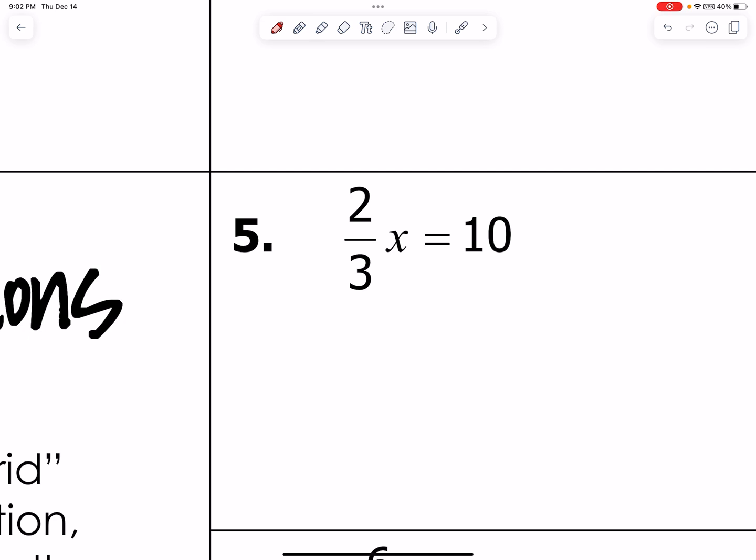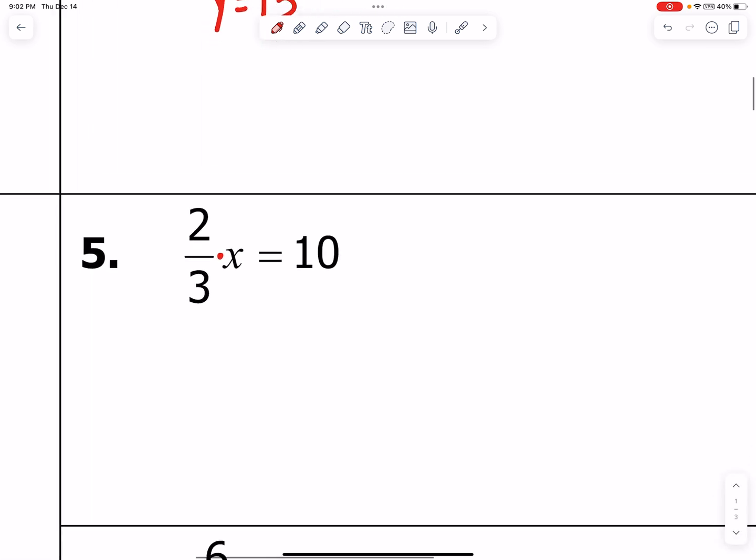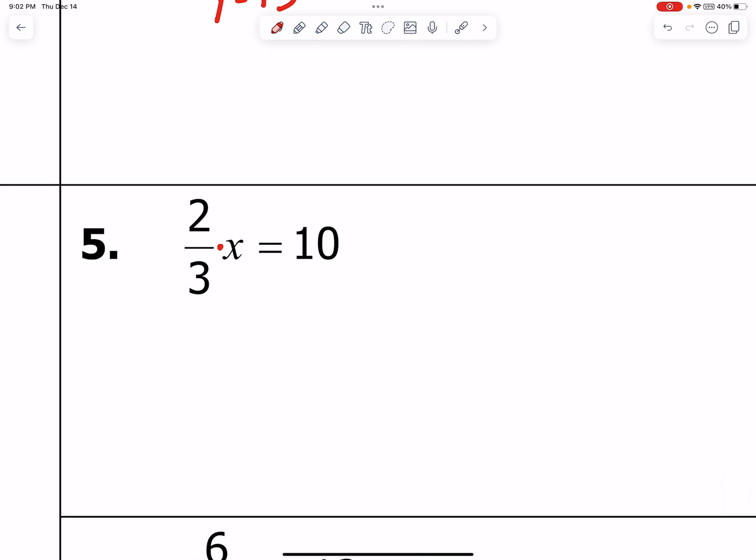Okay, so this is a 2/3 times x, okay? And so how would we get rid of a times 2/3? Well, we would divide by 2/3, right? But we don't divide fractions. What do we do? We multiply by the reciprocal. So that's what they mean. So we're going to remember multiplying is on the side. So multiply by the reciprocal.